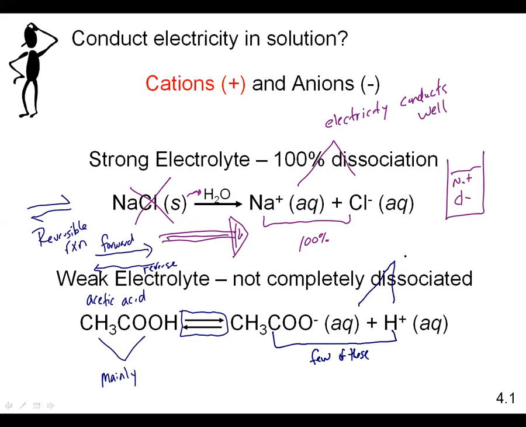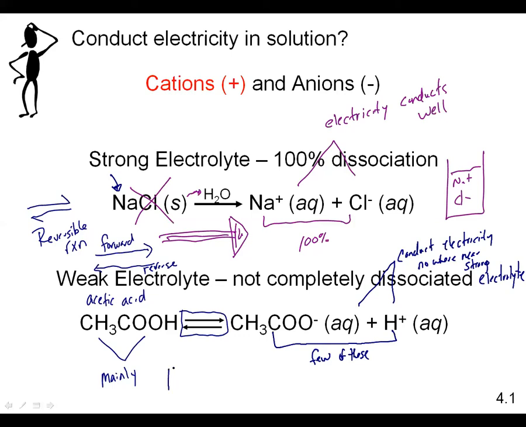So it's still able to conduct electricity, but nowhere near as well as our strong electrolyte. And with the picture that we saw on the other slide, this would be the dim light bulb. So the light bulb still turns on, but very dim, as opposed to the bright light bulb that we would see up here with our strong electrolyte. Any questions on that?